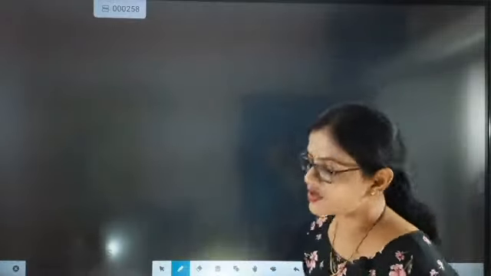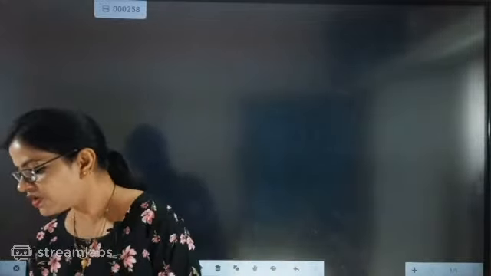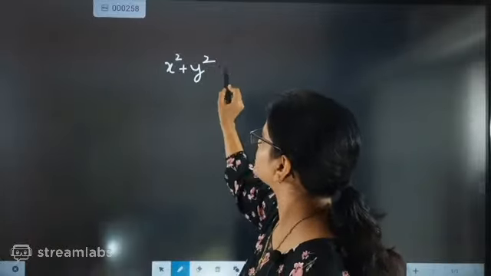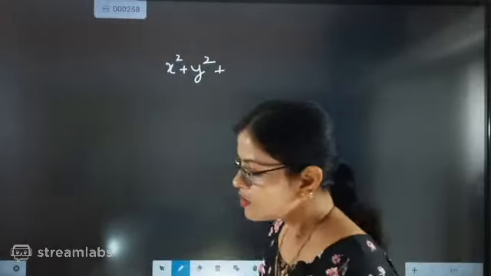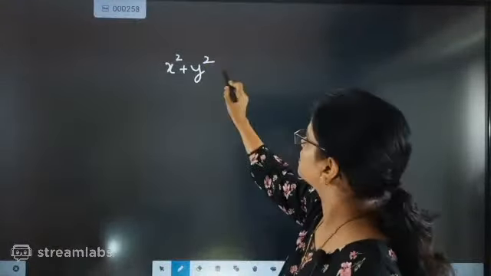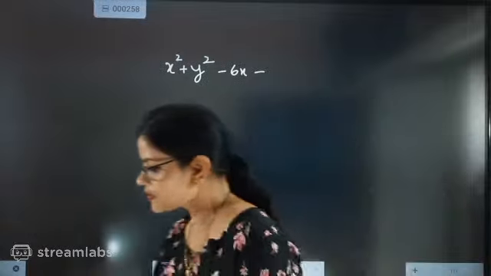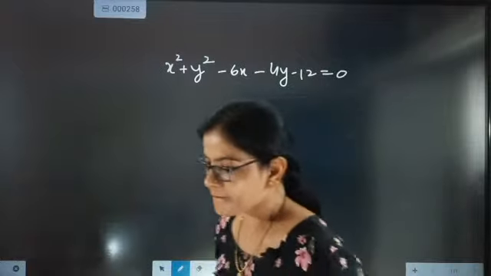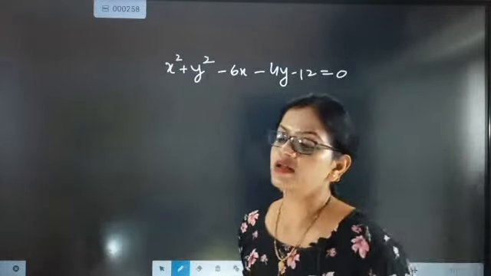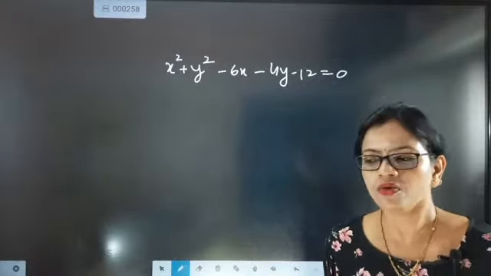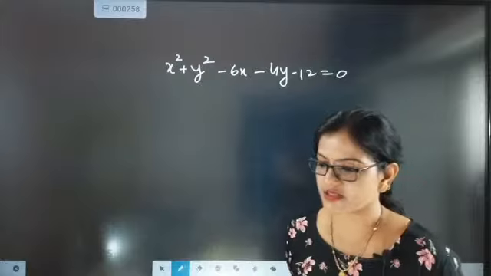So shall we start solving questions? Some rules were there, I discussed those rules, and now we are going to start solving questions. You have to find the center and the radius, and your equation is x square plus y square minus 6x minus 4y minus 12 equal to 0. First find the center and then the radius. Apply the direct formula and get the answer.